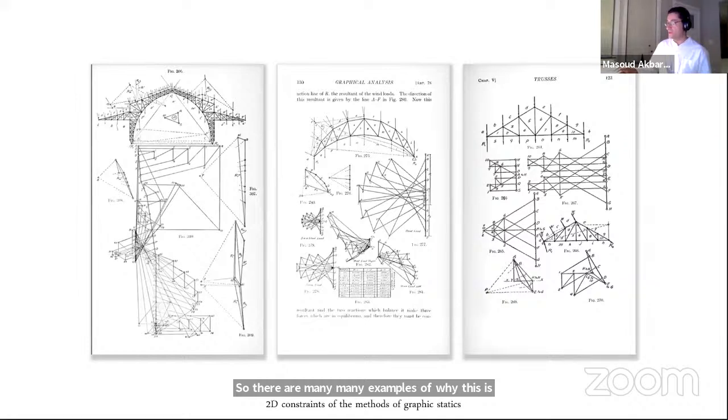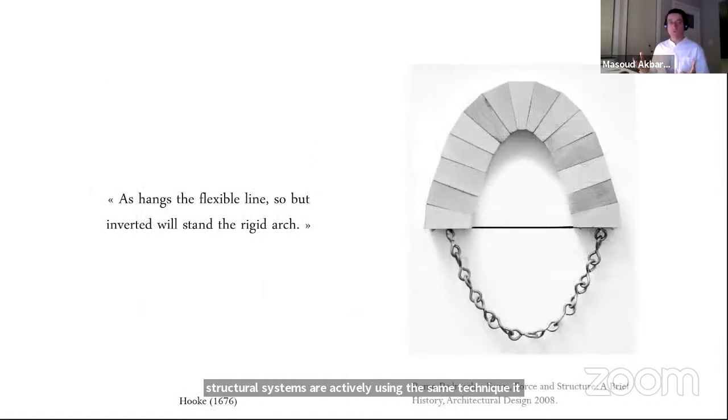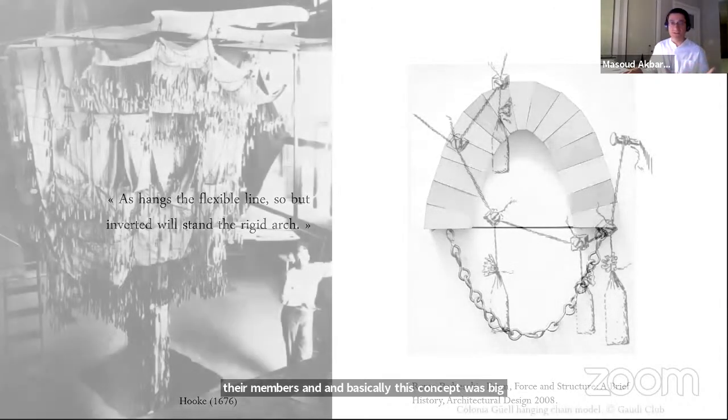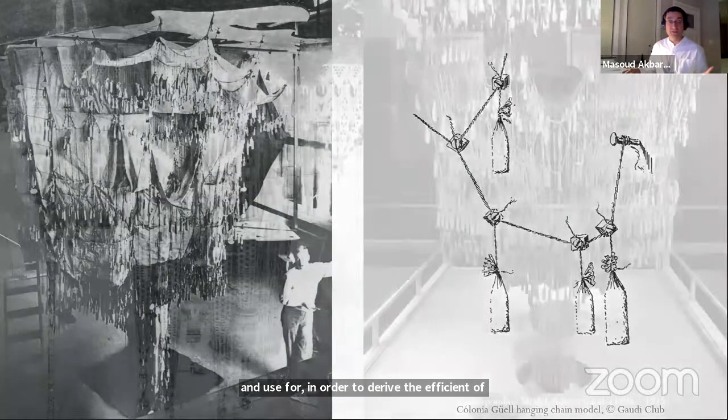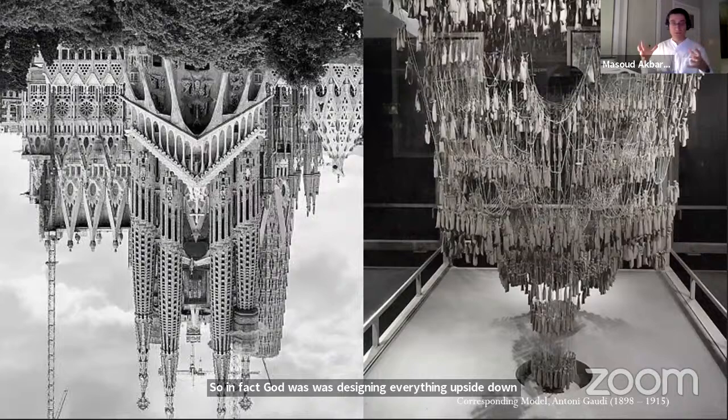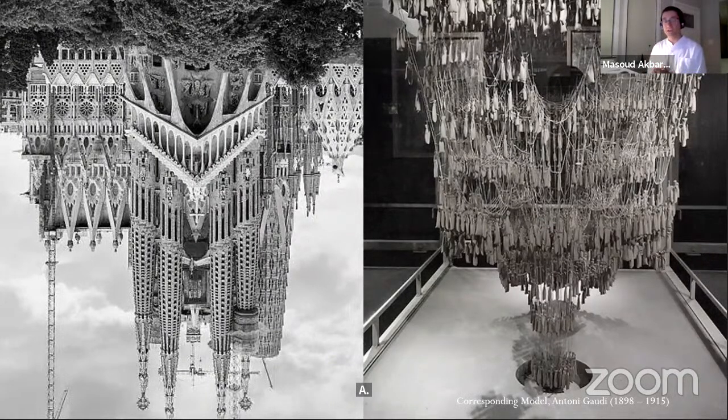Because we would like to design efficient structural systems, possibly using the same technique. You know from Hooke's concept of the hanging chain that efficient structural forms carry the force in the form of pure tension or compression in their members. This concept was picked up by many architects such as Gaudi to derive efficient structural forms. In fact, Gaudi was designing everything upside down, right? As an articulated hanging chain model, and then building and detailing on top of that.